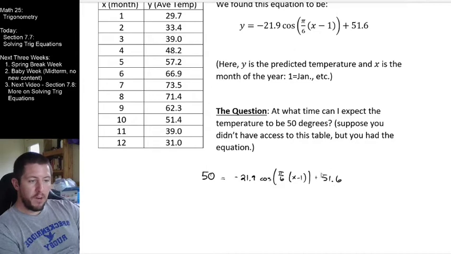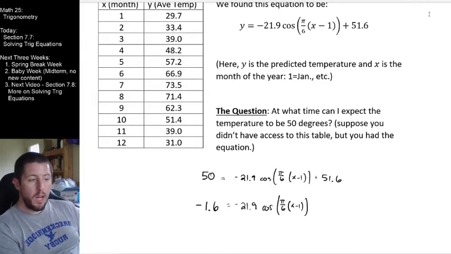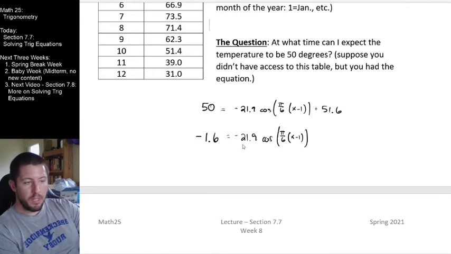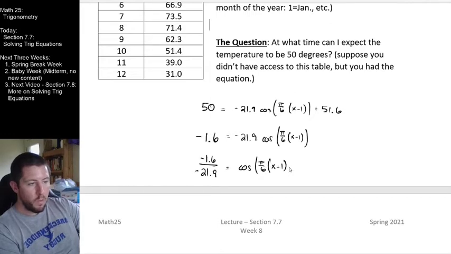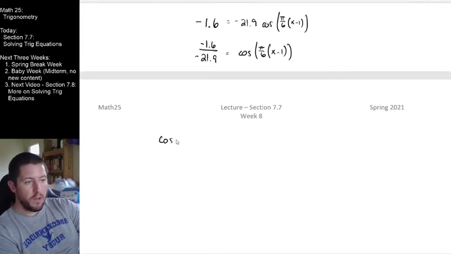So the first thing we should always undo is our addition and subtraction. So I'm going to subtract 51.6 from both sides. Subtracting 51.6 from 50 should give me negative 1.6 over here. Next up, we want to undo our multiplication and division. So I'm going to divide by the negative 21.9. So negative 1.6 over negative 21.9. That's going to leave me with cosine of pi sixths times x minus 1. So we've reduced ourselves down to just a trig equation, cosine of pi sixths times x minus 1.